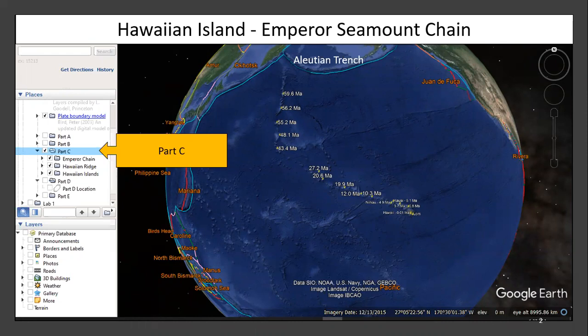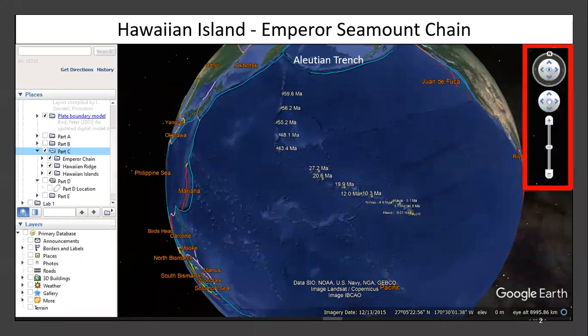Then double-click Layer Part B and Google Earth will zoom to the Hawaiian Island Emperor Seamount chain located in the Pacific Ocean. Next, adjust your view so that it's similar to what's seen here in the video. To do so, experiment with the arrows and scroll bar located in the top right corner.